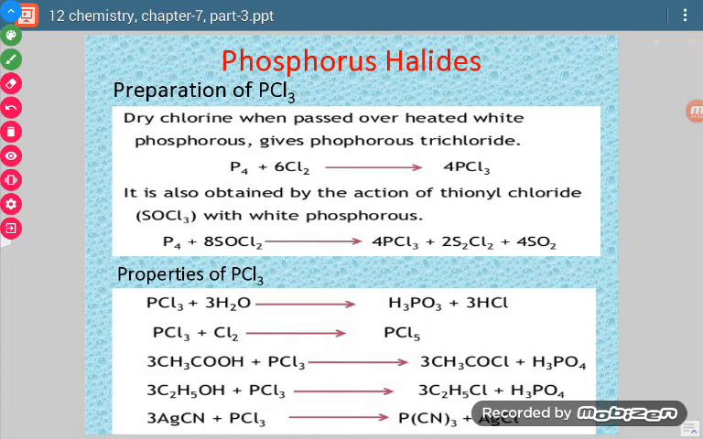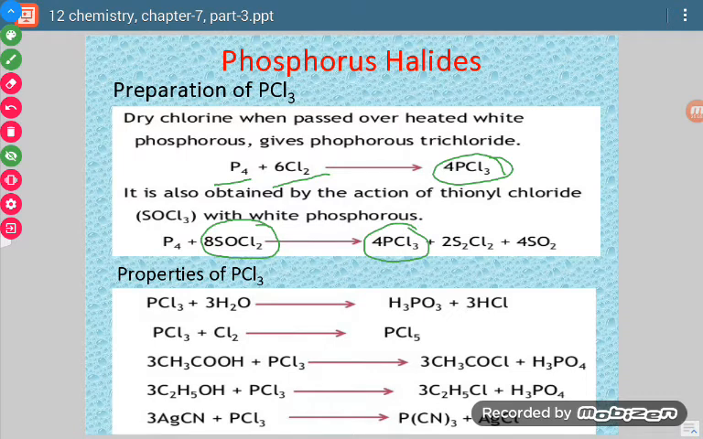Okay, now let us come to phosphorus halides. Now there are two halides, one is PCl3 and another is PCl5. So first of all, how can we prepare it and what are its properties? For preparation of PCl3, we heat phosphorus with chlorine, and there is formation of PCl3. One more method is, if we heat phosphorus with thionyl chloride, then also there is formation of phosphorus trichloride.